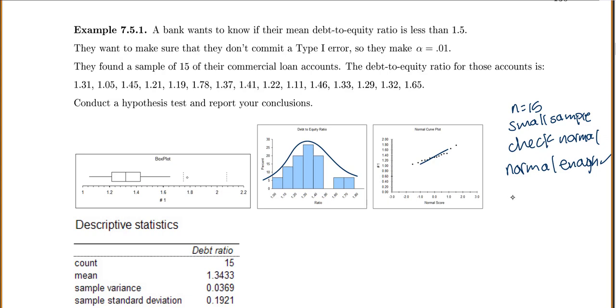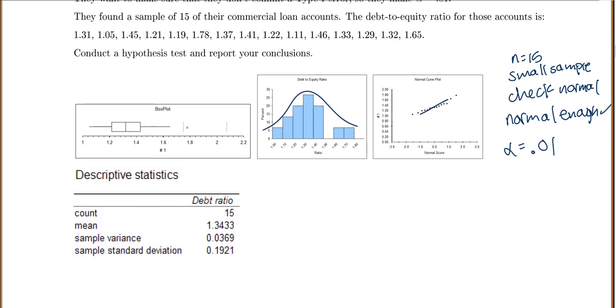Let's go through everything else in our hypothesis test. We need to write down alpha. They told me alpha equals 0.01. Notice here I gave you the summary statistics from our computer. Let's write down everything they told me. The count is n equals 15, which we already knew. My mean, so that would be x bar equals 1.3433. My sample variance is s squared equals 0.0369, and my sample standard deviation, s, equals 0.1921.